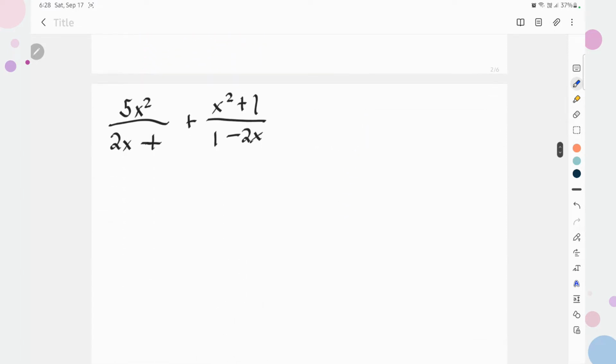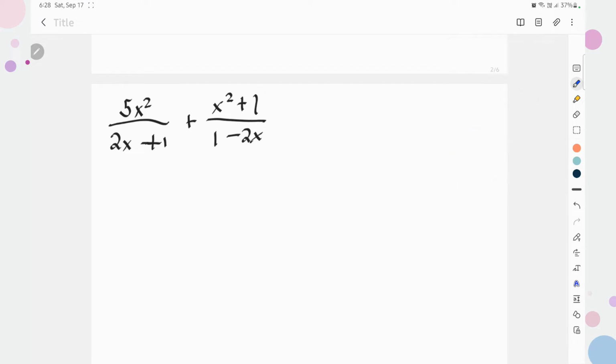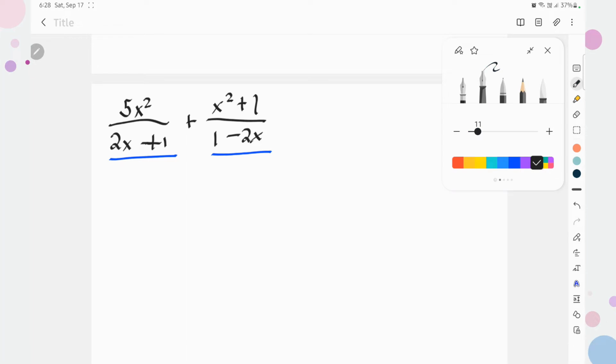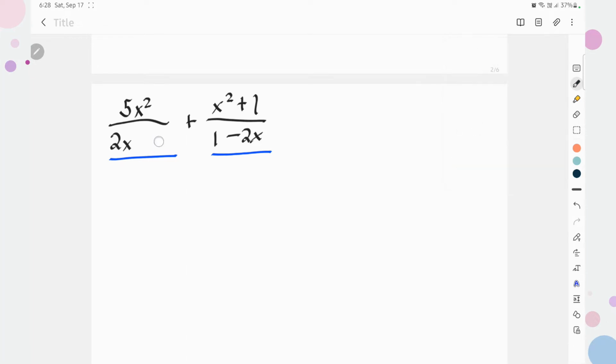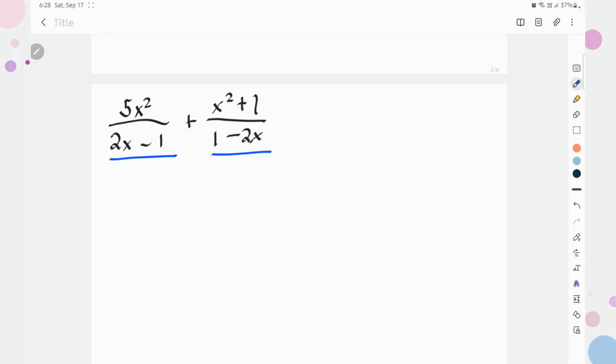Working with this one, when you analyze it, the denominator is almost the same. Why almost the same? As you can see, this is 1 minus 2x and this is 2x plus 1, right? No, I believe I made a mistake in the example, sorry. This should be minus 1 rather. As you can see, they are almost the same now. So if they're almost the same, you check one of them and you can change it into a negative sign.